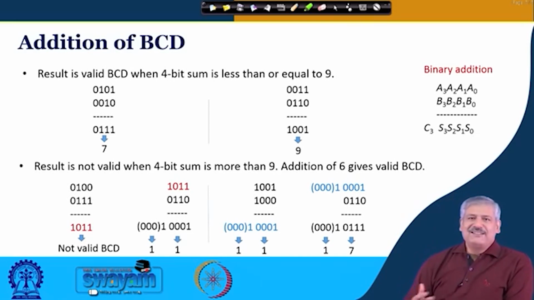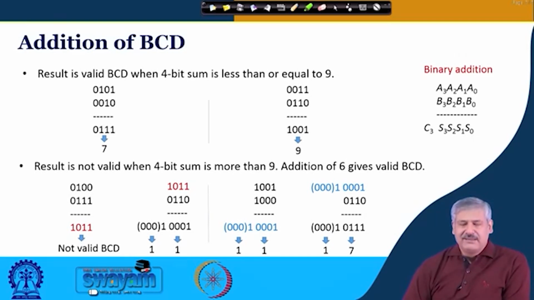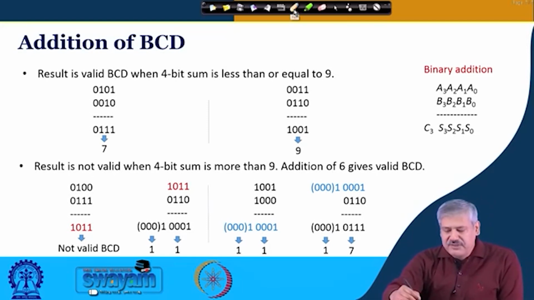So, first let us look at some of the theory that goes into the development of the circuit for BCD addition. First of all, we see that the result of BCD addition is valid when the sum is less than or equal to 9, because up to 9 you have got valid BCD representation.